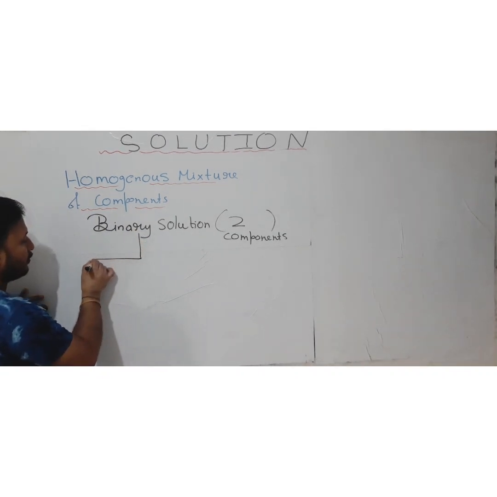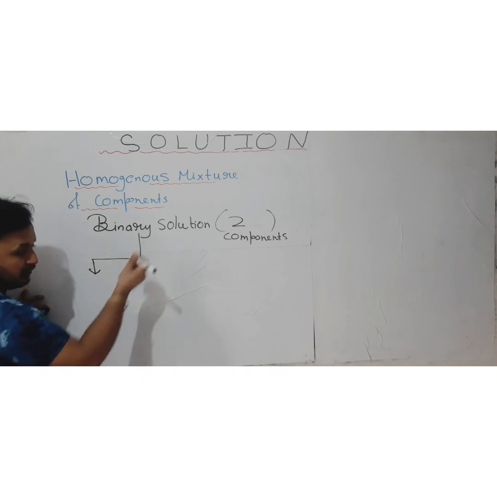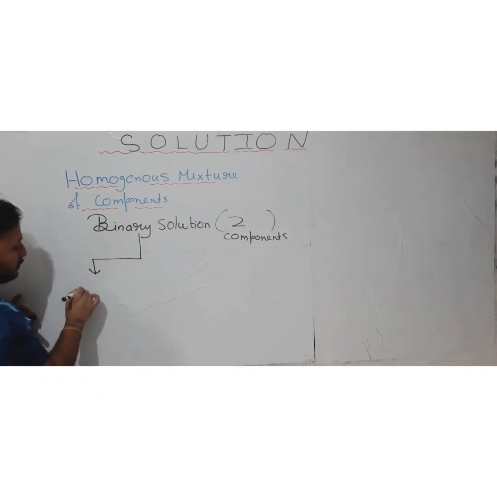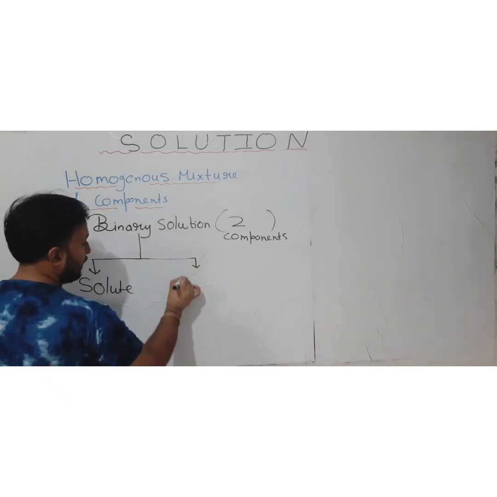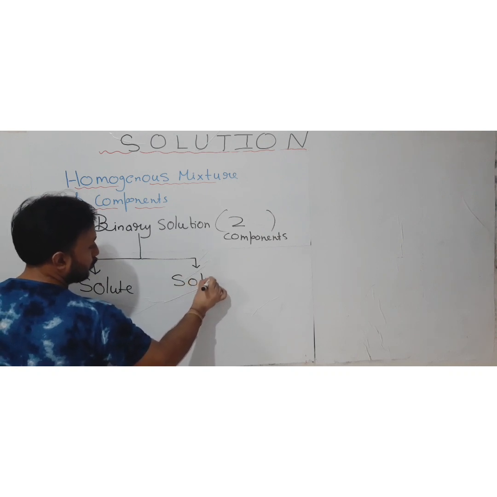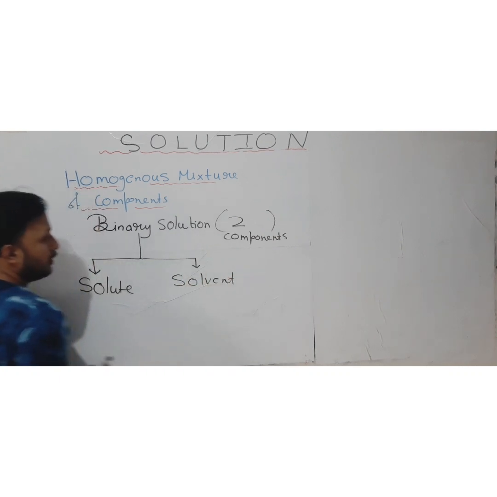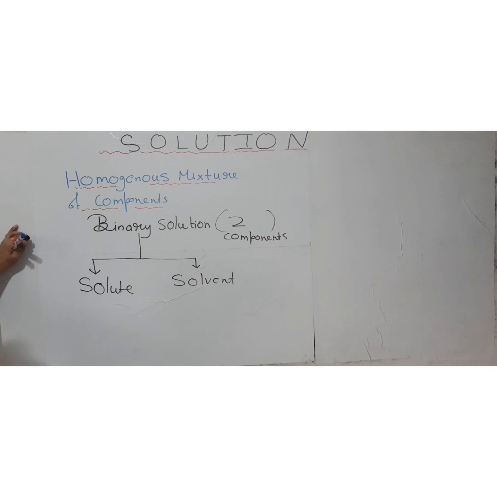The two components which are present in every binary solution are, of course, solute and the other one is solvent. The two components involved: one is the solute, the other is the solvent.